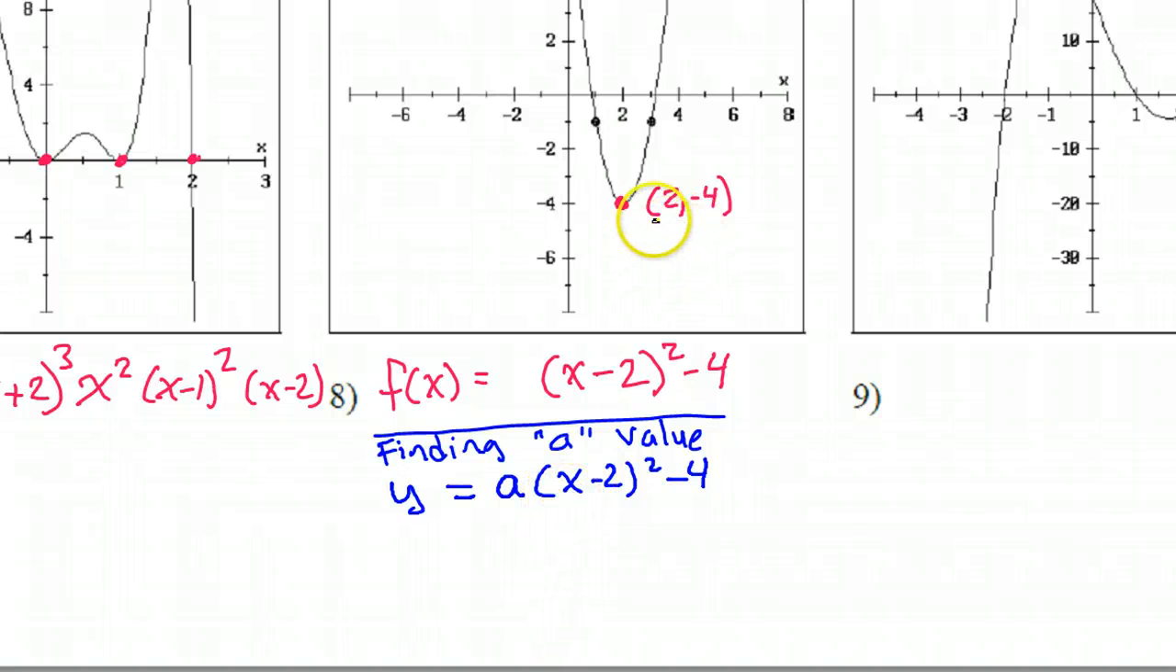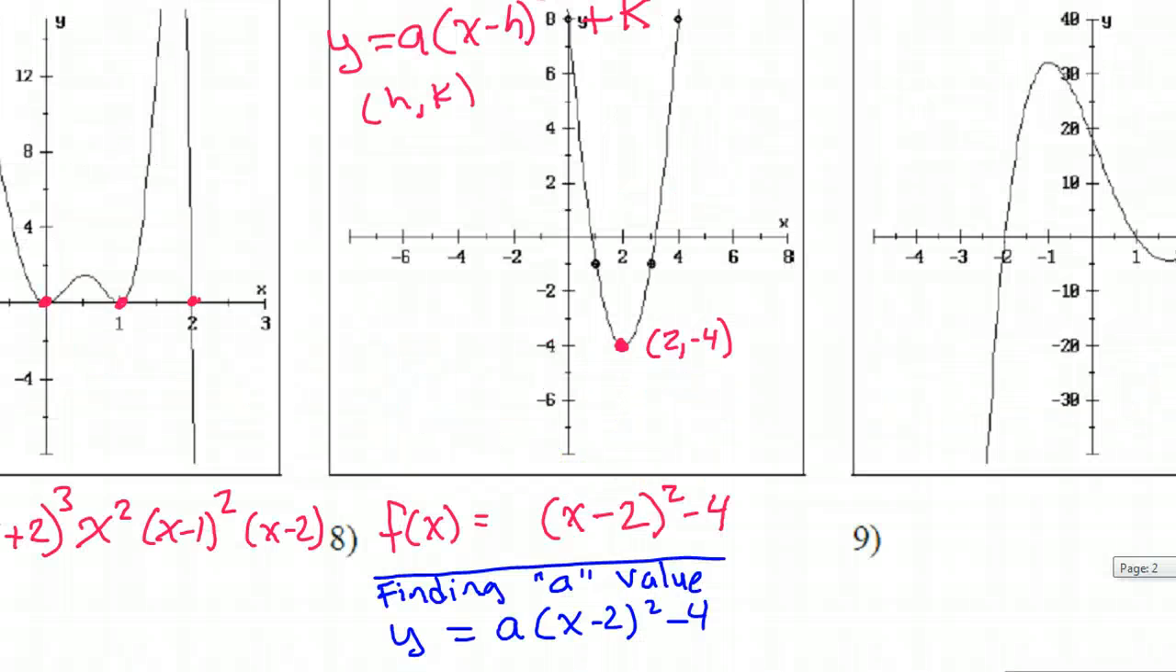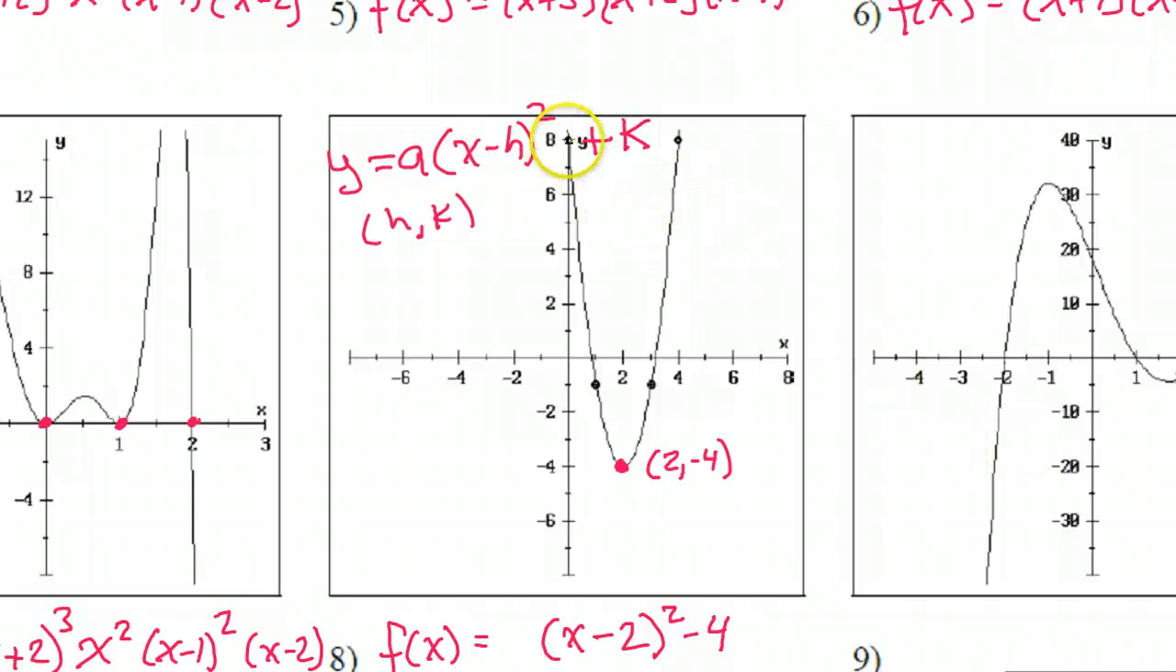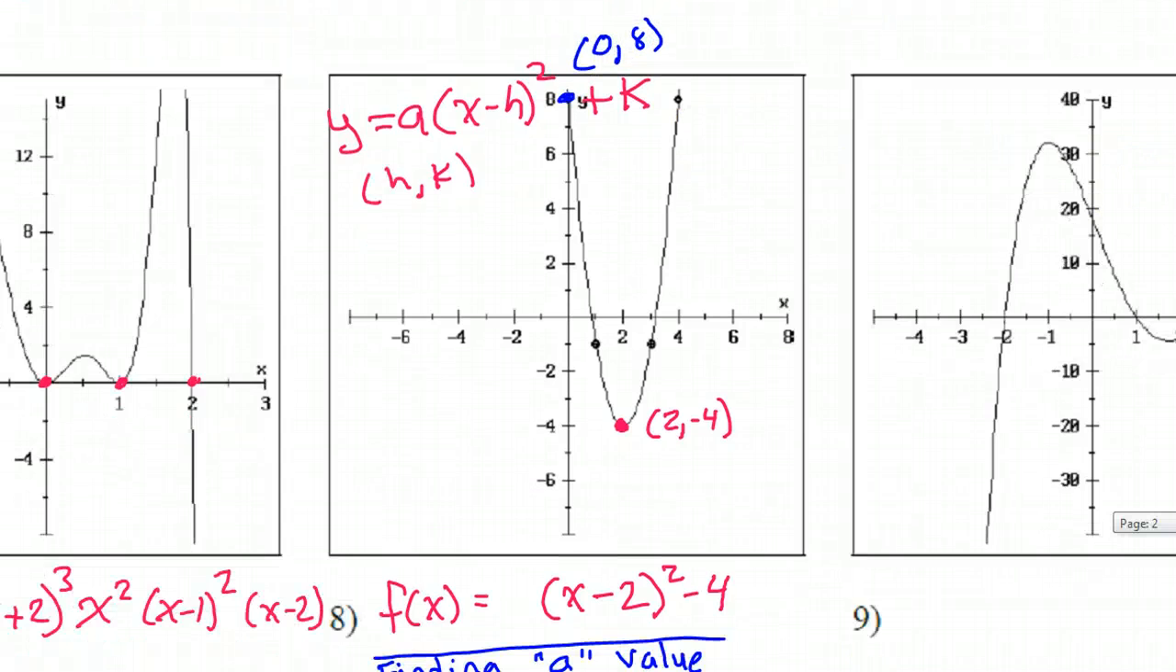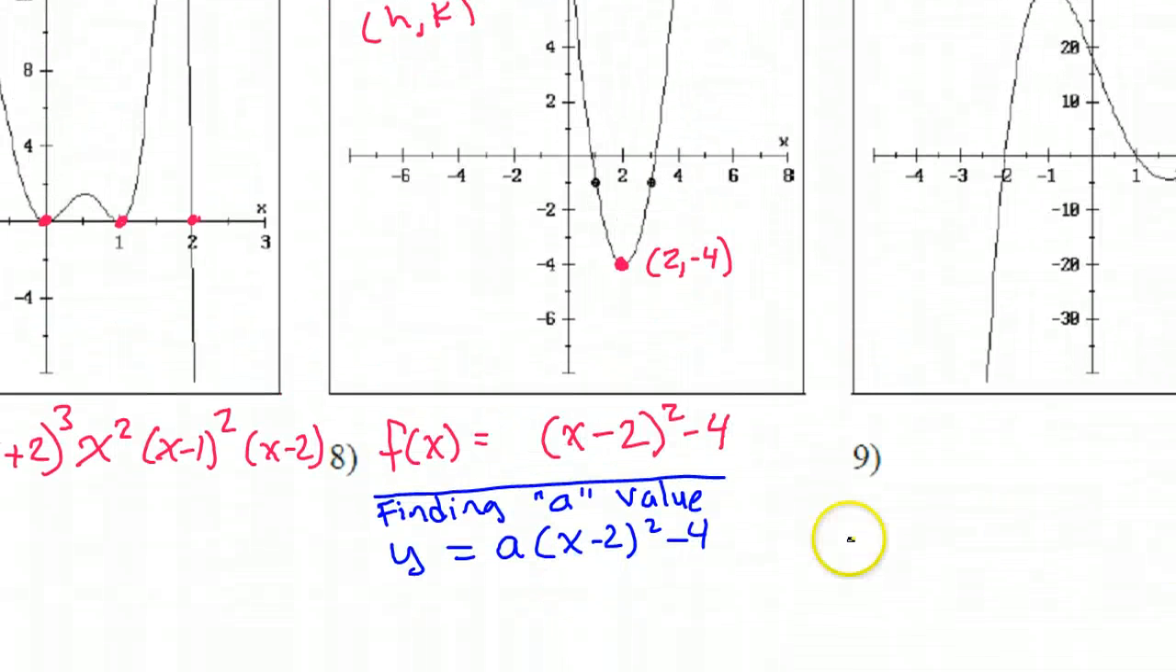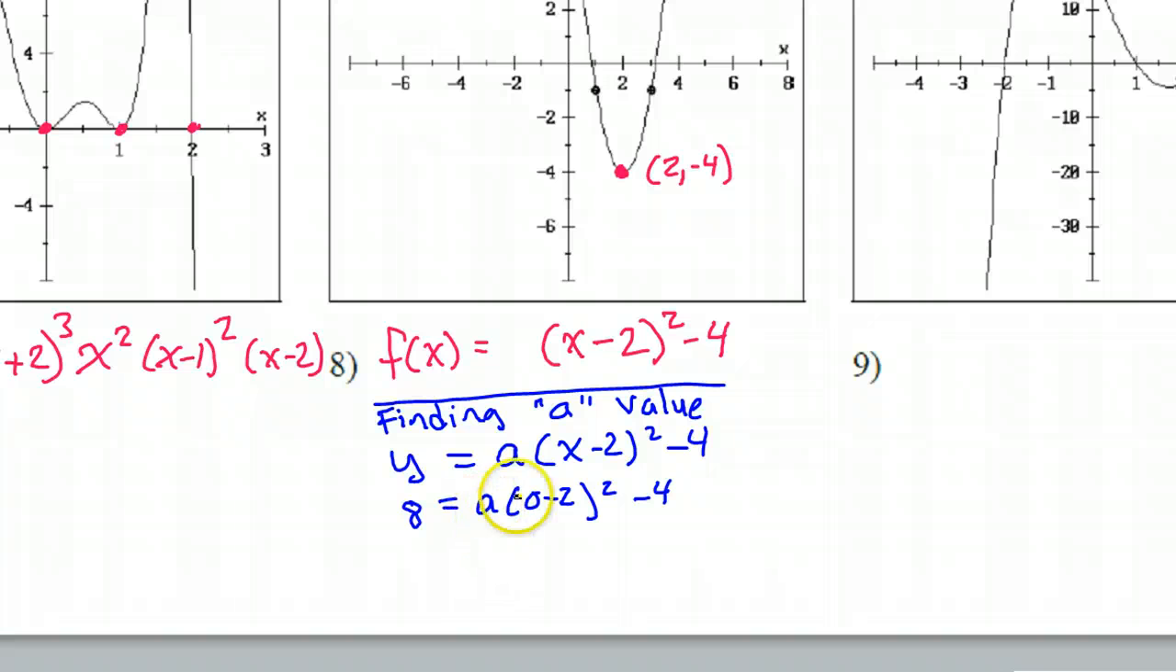I could plug in the vertex if I wanted to. No, that wouldn't be so helpful. Not the vertex, because that would make a 0, and that's kind of a problem. But how about this y-intercept? See this point right here, nice little point, 0 comma 8. Let's plug that in and see what happens. So 0, 8: 8 is the y value, and that 0 is the x value. So it's like 0 minus 2, squared, minus 4. So we know every value here except for a.